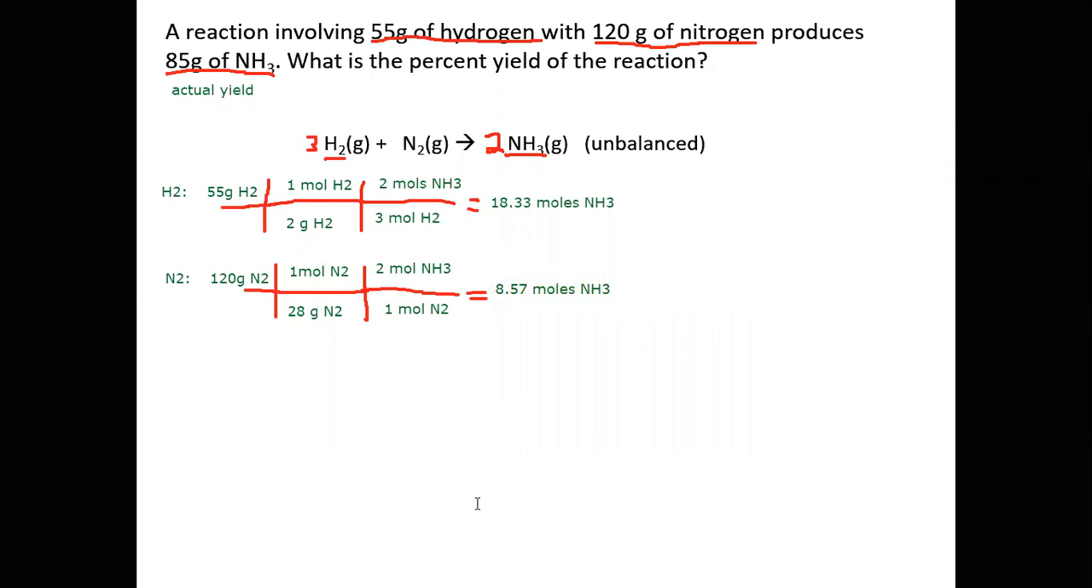So this tells you that nitrogen is the limiting reactant because it produces the fewer moles of product. Doesn't mean it's always going to be the limiting reactant. It just means in this particular question, it's the limiting reactant. So then we're going to take and convert this to mass.